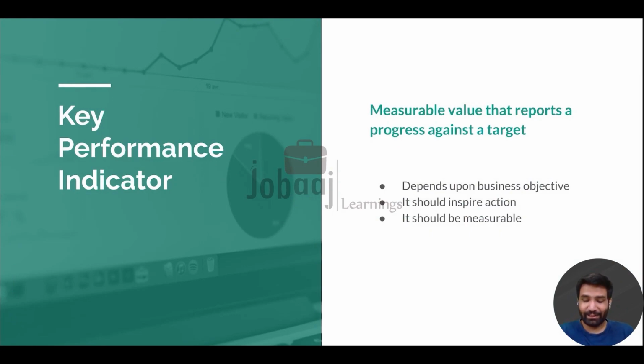A key performance indicator is a measurable value that reports progress against a target. So this is something which can be measured, and something which we can compare with respect to a target. Let's say, for example, under my leadership I have a salesman, and the target for that salesman is that they have to generate a revenue of 100,000. Now that particular sales is the KPI. Whatever sales that particular person has generated up till now, I can compare it. Okay, what percentage of your target have you completed up till now? So the sales for that particular salesman is turning out to be the key performance indicator for me.